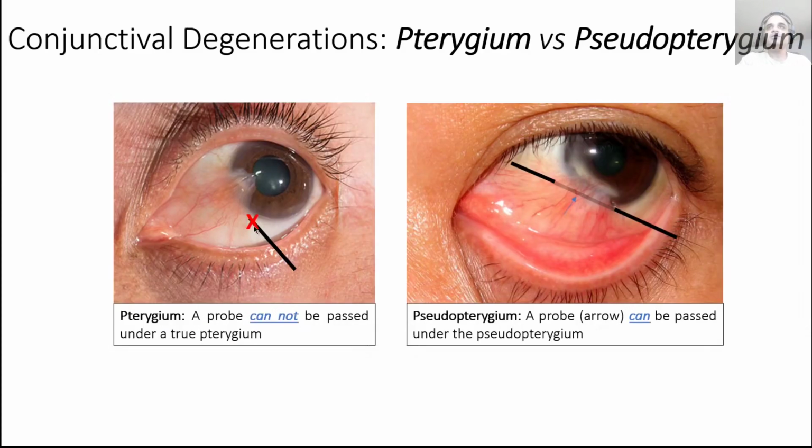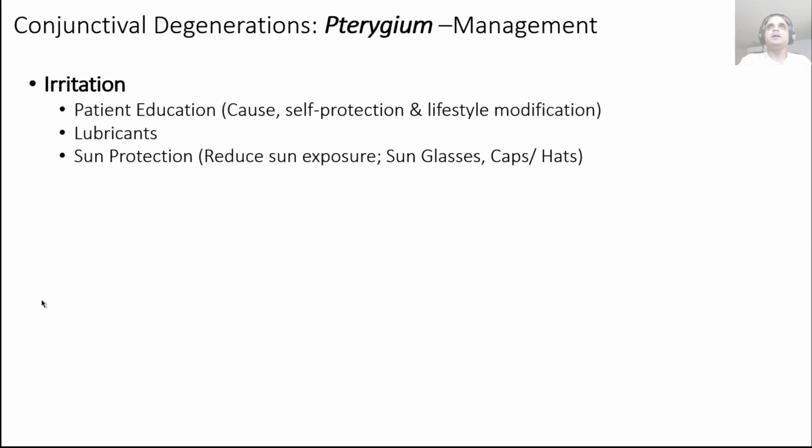So this is a pterygium. You can't pass anything or a probe below it. It's usually a glass rod. But a pseudopterygium, you can pass through it, as shown by this black line. And this bit, which is indicated by the blue arrow, is the part of the probe that's passing below the pseudopterygium. So what do we do?